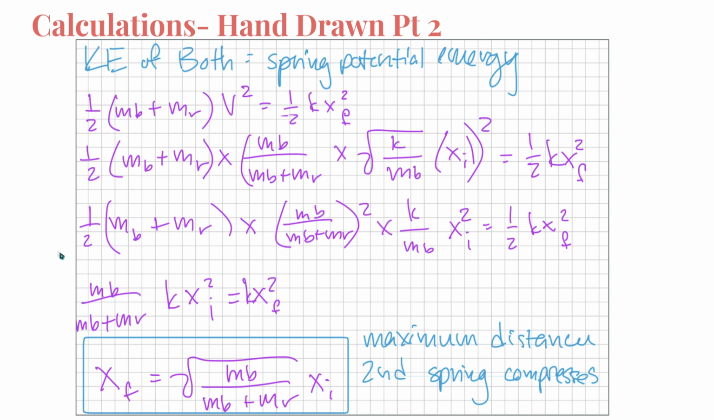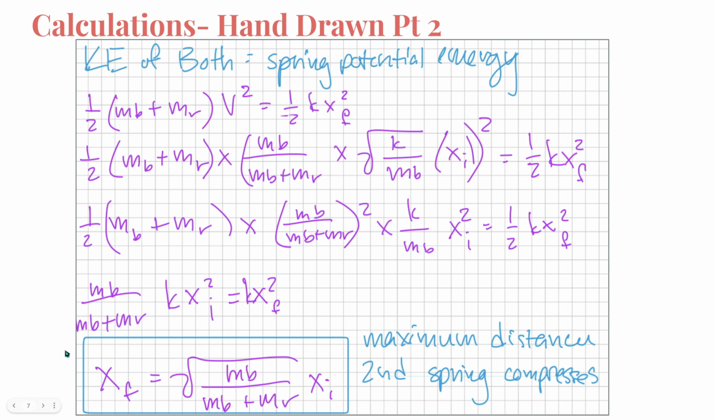So then we can go on to 1/2 multiplied by mass of the blue block plus mass of the red block multiplied by mass of the blue block divided by mass of the blue block plus mass of the red block squared, which is multiplied by the k constant divided by mass of the blue block without a square root this time, multiplied by x initial squared, which is equal to 1/2 kx squared. So then we can simplify this down to mass of the blue block divided by mass of the blue block plus mass of the red block, kx squared initial is equal to kx squared.